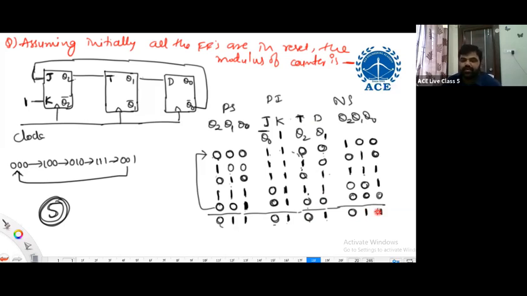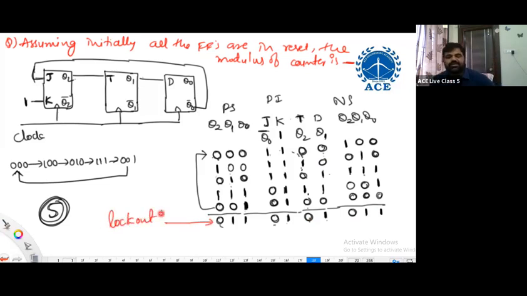What is it here? 0, 1, 1 is the present state. What is the next state? 0, 1, 1. 0, 1, 1 present state again, next state is 0, 1, 1. So even though you are applying clock cycles for years, it will be in 0, 1, 1 only. Then what is this called? Lockout.